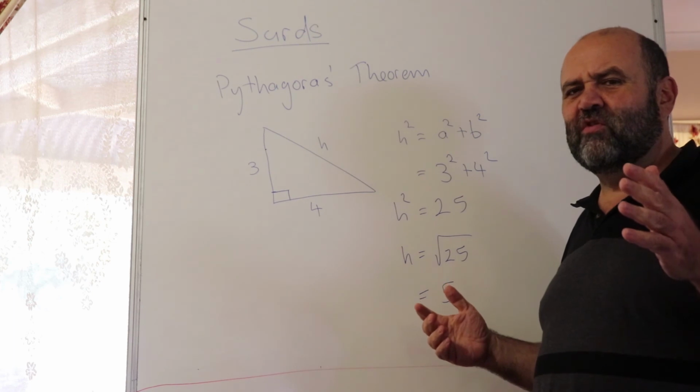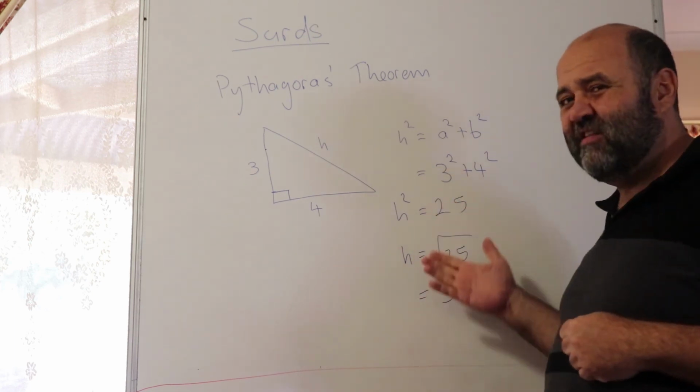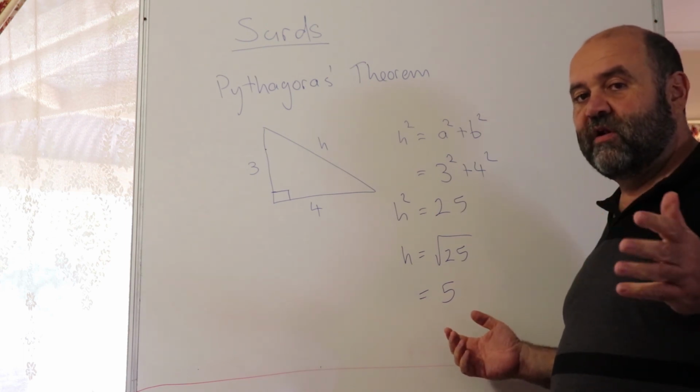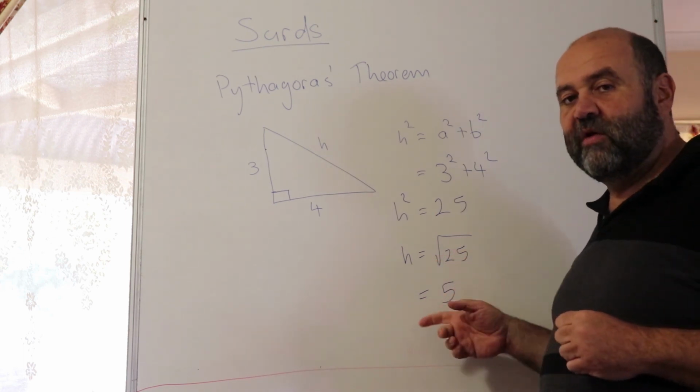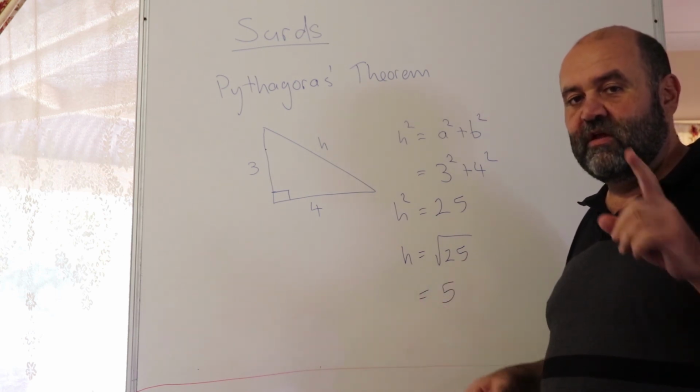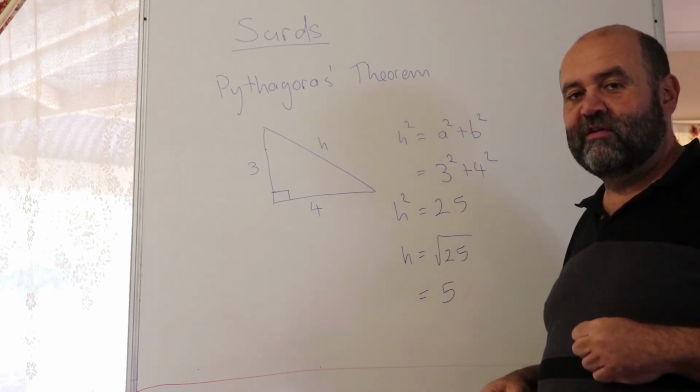I'm not going to go through and do lots of examples of Pythagoras' theorem. You've seen this before. This is just here to remind you of what it is we're talking about. This idea of square roots opens up to us the whole idea of Surds. But hang out for more details.